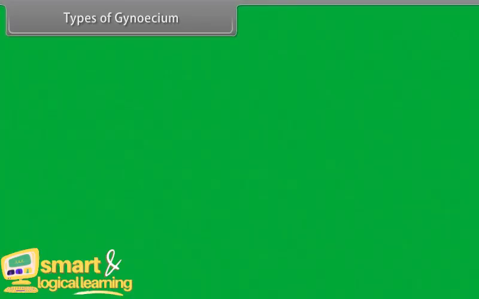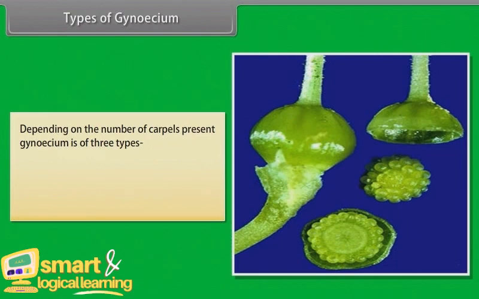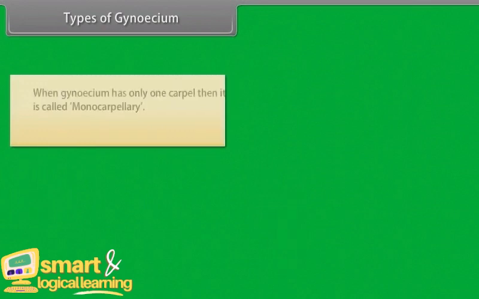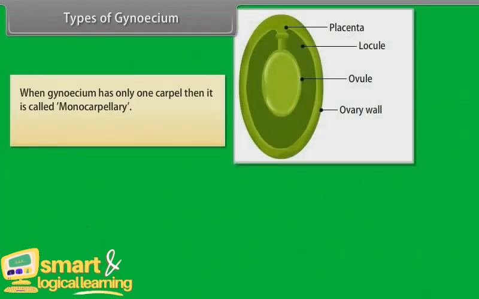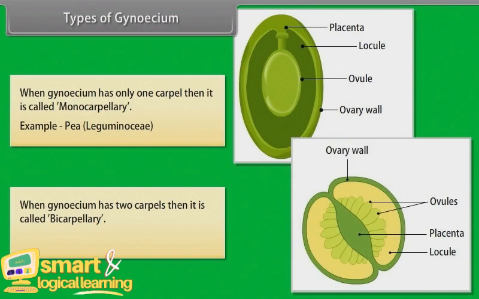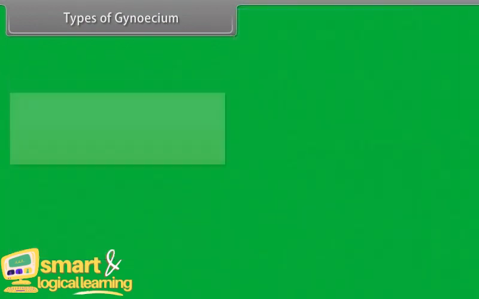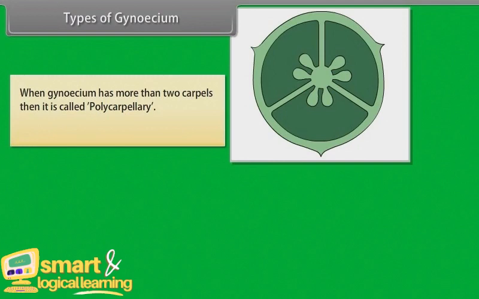Types of gynoecium. Depending on the number of carpels present, gynoecium is of 3 types: monocarpellary, bicarpellary, polycarpellary. When gynoecium has only 1 carpel, it is called monocarpellary. Example: pea, Leguminosae. When gynoecium has 2 carpels, it is called bicarpellary. Example: Solanaceae, Cruciferae. When gynoecium has more than 2 carpels, it is called polycarpellary.